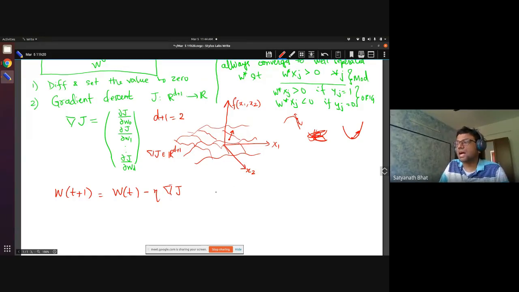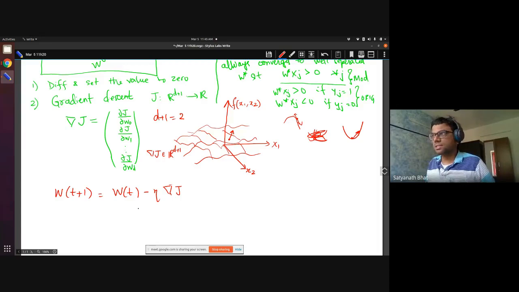If you are going on a trek and standing on the foothills of a mountain, and you want to reach the top, what the gradient represents is the direction you should take so that you can reach the top as quickly as possible. You cannot take a huge step, because if you take a huge step, you may cross the peak and go to the other side. So this eta has to be carefully chosen.